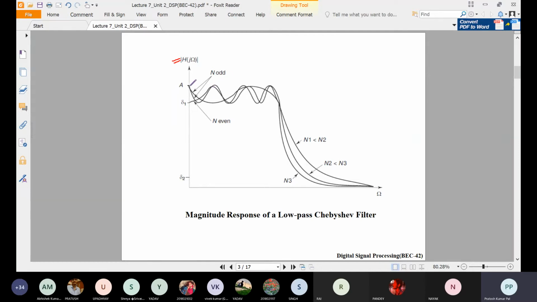So there, the start of the magnitude response will be with respect to 1. This will be your highest value, whatever magnitude is highest. If the n value is odd, it will start from here, and if the n value is even, it will start from the delta 1 value. Okay, so we have seen this in the previous class.